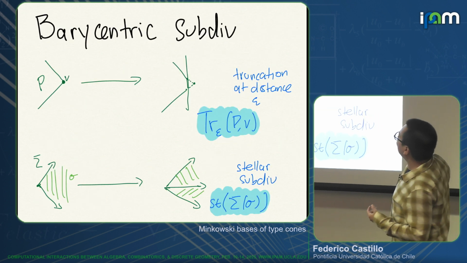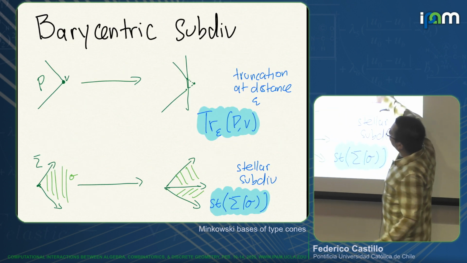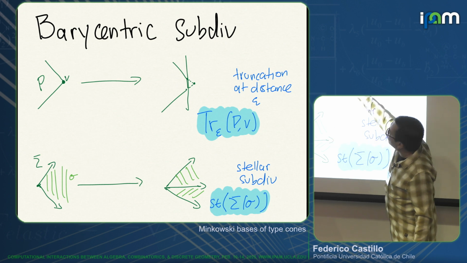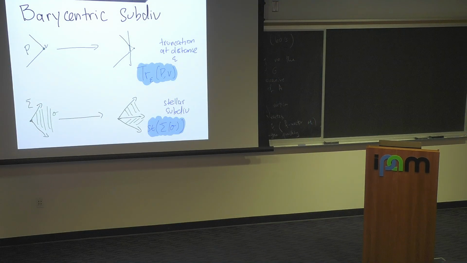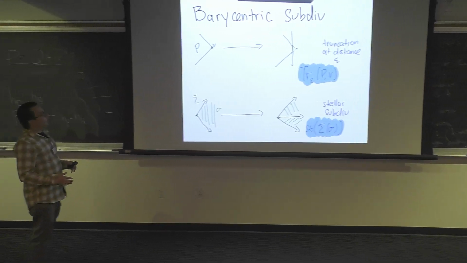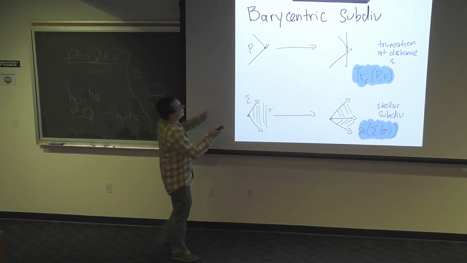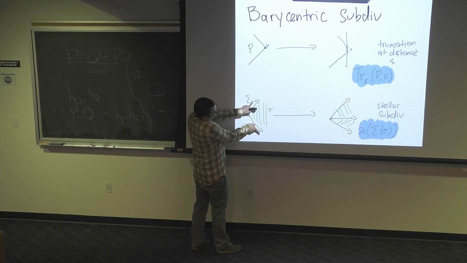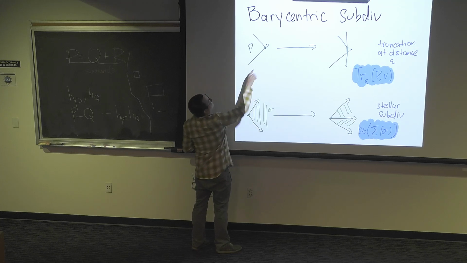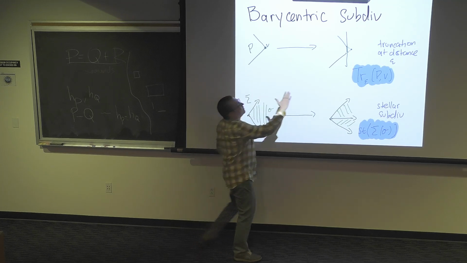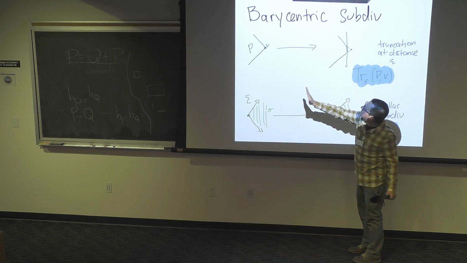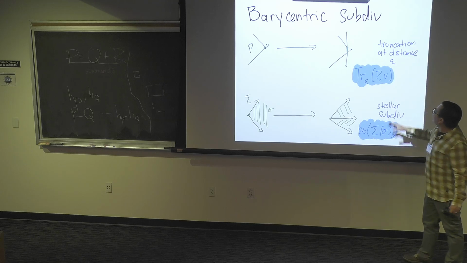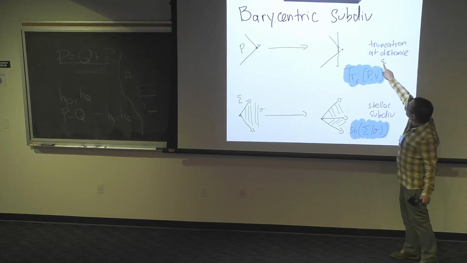Okay, what is barycentric subdivision? There are two dual things. I'm talking either about fans or about polytopes. If I have a polytope and I have a vertex, I can truncate that vertex. What I mean is that I take a certain direction that is given by the sum of the two normals, and I can push a wall. I can push an epsilon inside the polytope. That will be the truncation at distance epsilon.